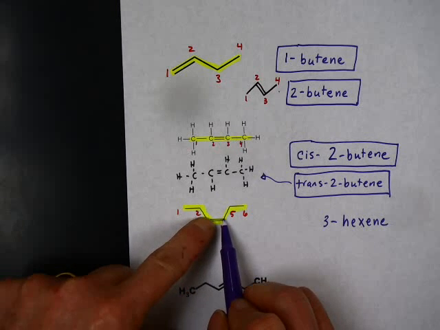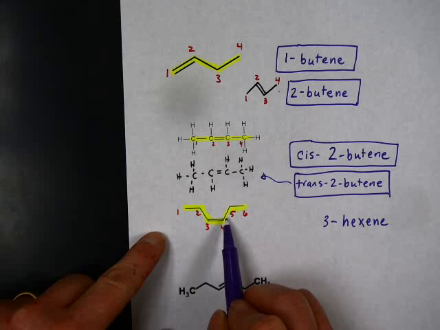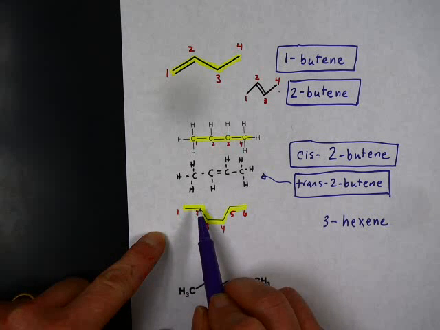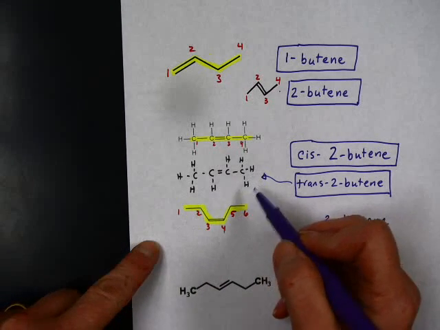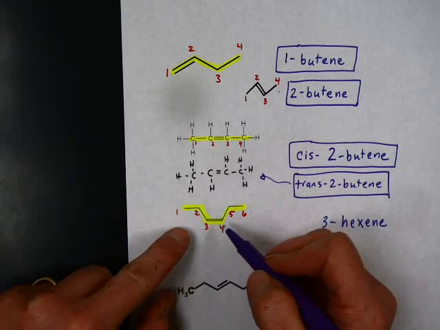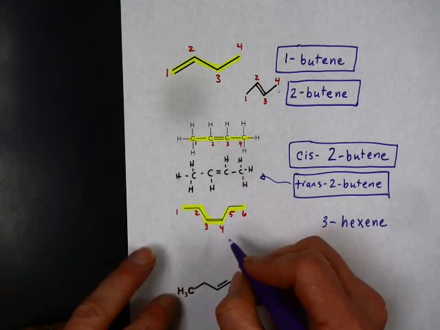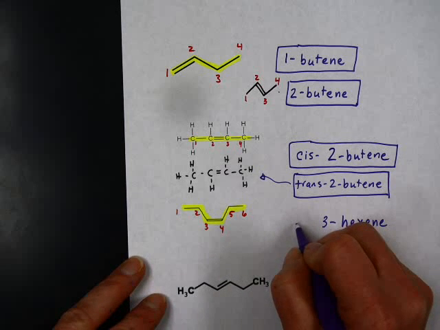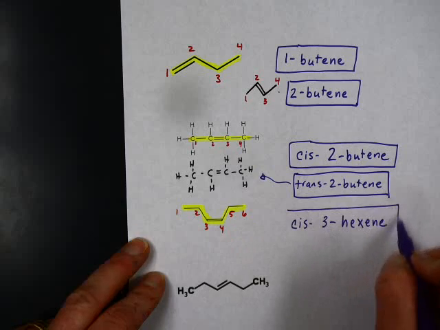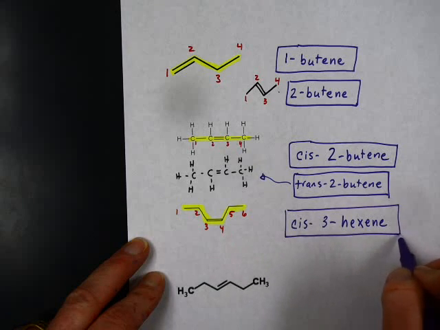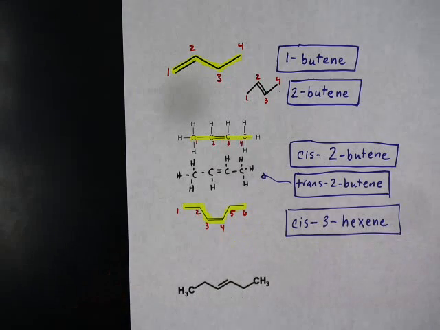And I can. Look at the ends of the parent chain coming off the double bond. That's going up. This is going up. They're doing the same thing. Remember that trans is one going up, one going down. Cis is either they're both going up or they're both going down, but they're doing the same. Cis means same, kind of. So this is cis-3-hexene. Cis-3-hexene, and that's a dash.